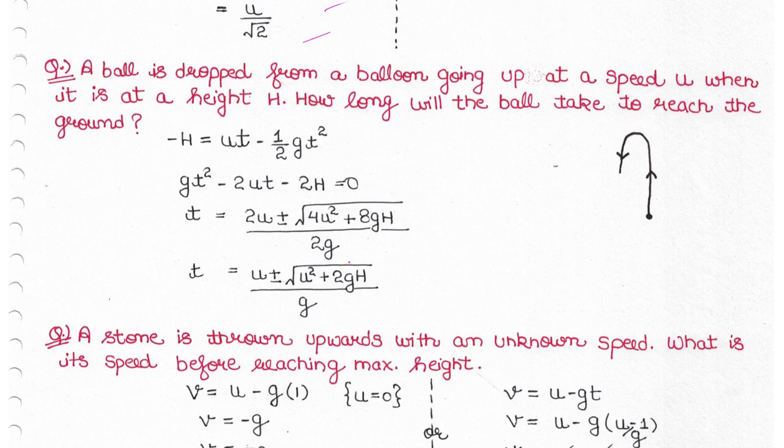Now a ball is dropped from a balloon going up at a speed u. When it is at a height h, how long will the ball take to reach the ground? Using the above equation we can find minus h is equal to ut minus half gt square. Here s is equal to minus h. If you simplify this, we have t is equal to u plus or minus square root of u square plus 2gh, all divided by g.